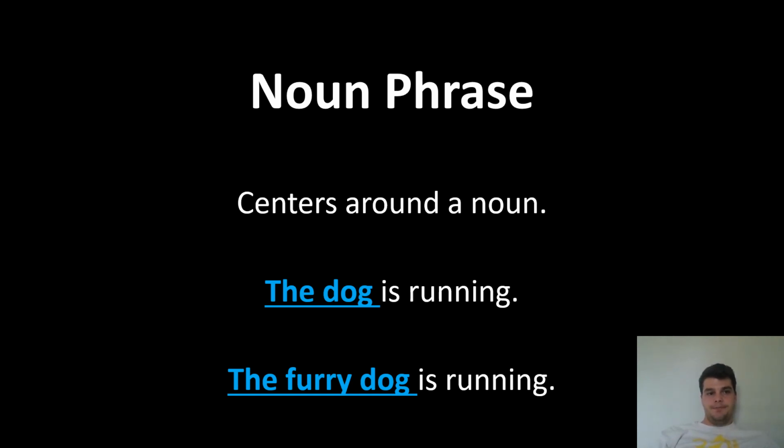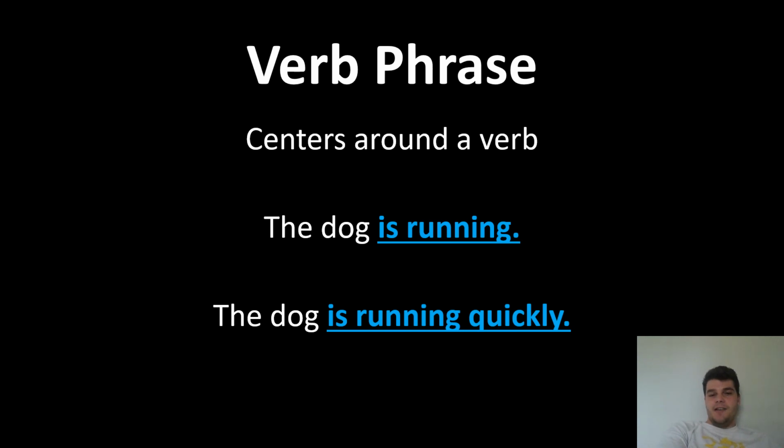Pretty self-explanatory. All right, next we have the verb phrase, and you guessed it, it centers around the verb. So here again, underlined and in blue is our verb phrase, the dog is running. And then the dog is running quickly. So just like in the previous slide with the noun phrase, quickly is not a verb, but because it is modifying or describing the verb, the action, it's part of the verb phrase. And if we were to go in and add a preposition after quickly, the dog is running quickly into the house. Into the house will be part of the verb phrase as well. So basically, it's anything that's modifying the verb.